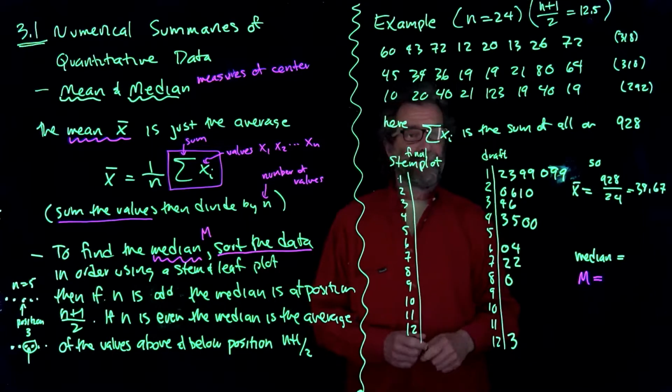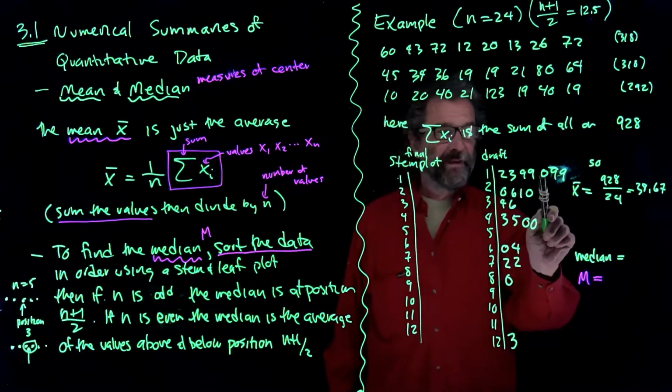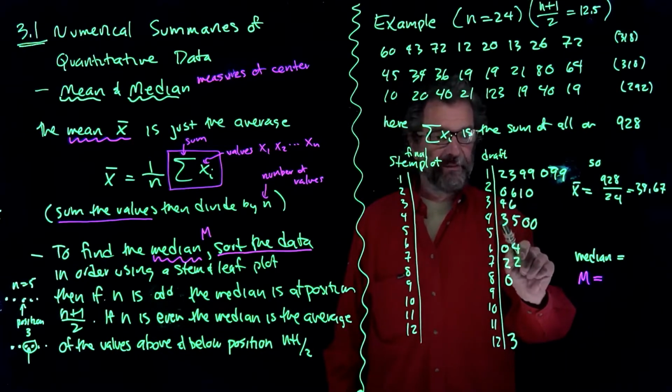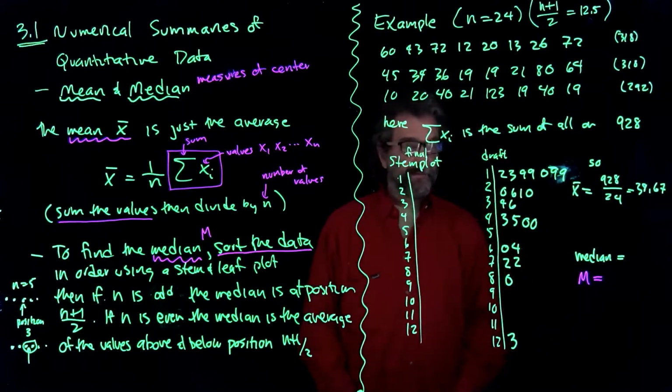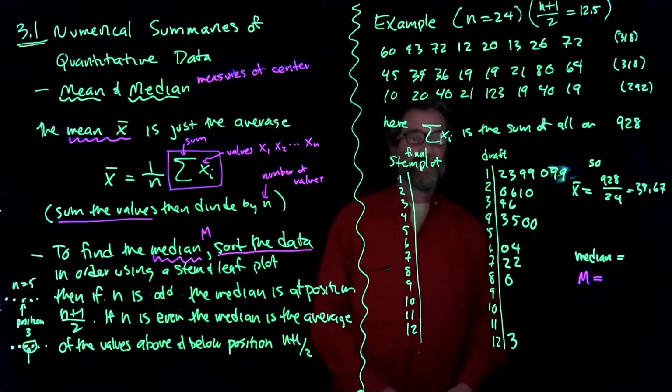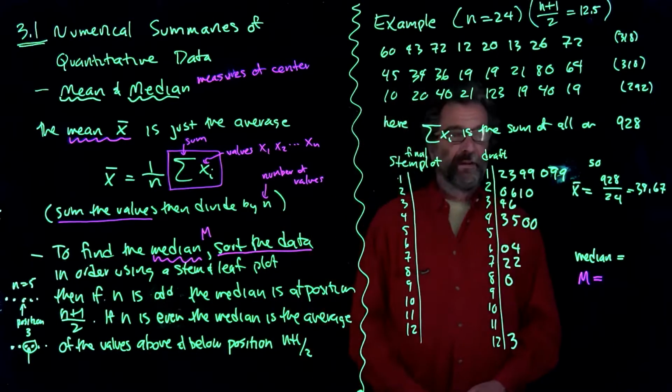Let's make sure. We're supposed to have 24. 1, 2, 3, 4, 5, 6, 7, 8, 9, 10, 11, 12, 13, 14, 15, 16, 17, 18, 19, 20, 21, 22. I got 23. This is annoying, but this does happen. Maybe it's this one here.